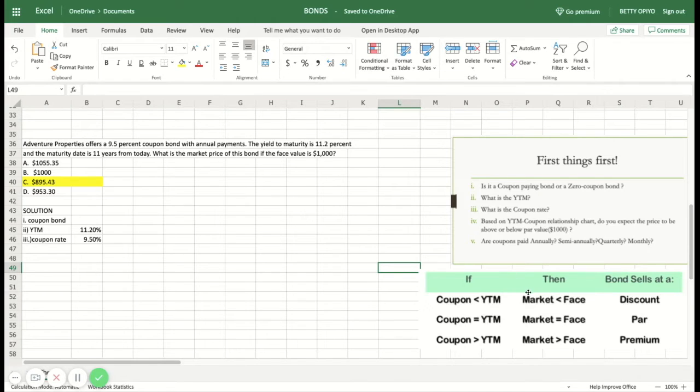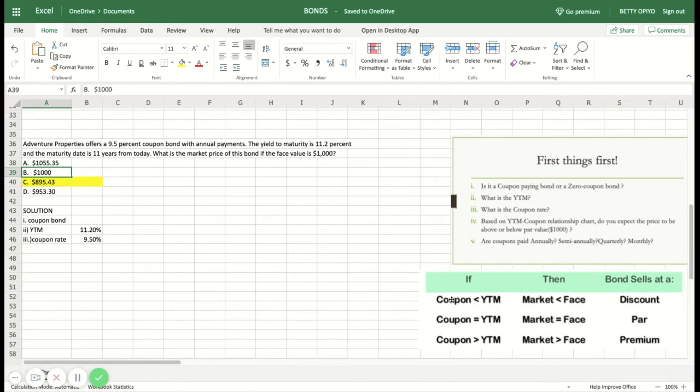Once you determine this, that's why I have these tips here. Once you determine whether the bond will be selling at a price higher than 1,000 or below 1,000, it helps you eliminate the choices that are above 1,000. Here we know that the market price of the bond is going to be less than the face value. So option A will be out, and option B will also be out. We are only left with choice C and choice D. That gives you a little bit of guideline of where your answer will lie.